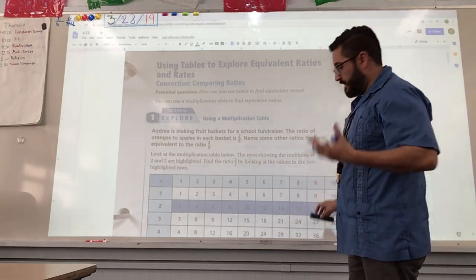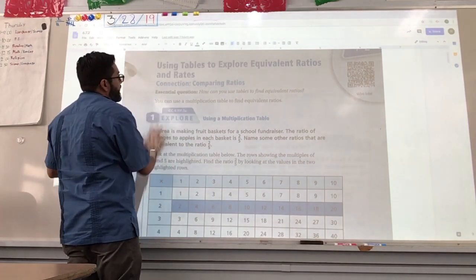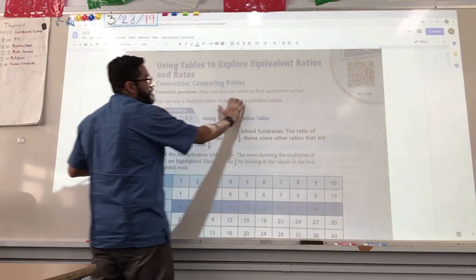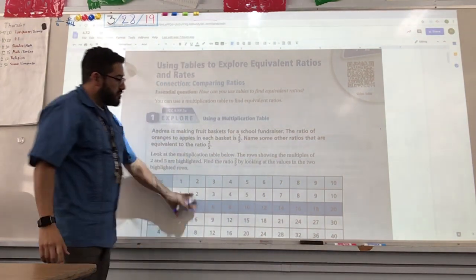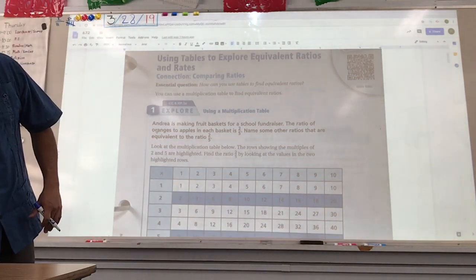Fractions are ratios because they show just a part of a number. But we're going to be looking at this today. So our essential question is, how can you use tables to find equivalent ratios? So we'll be looking at tables like this and then getting ratios from them.